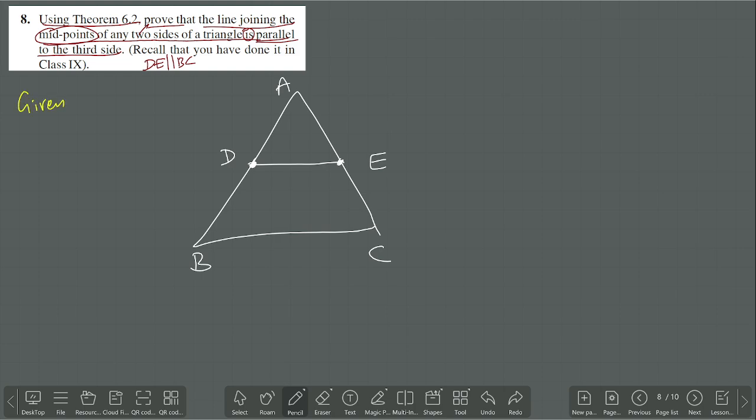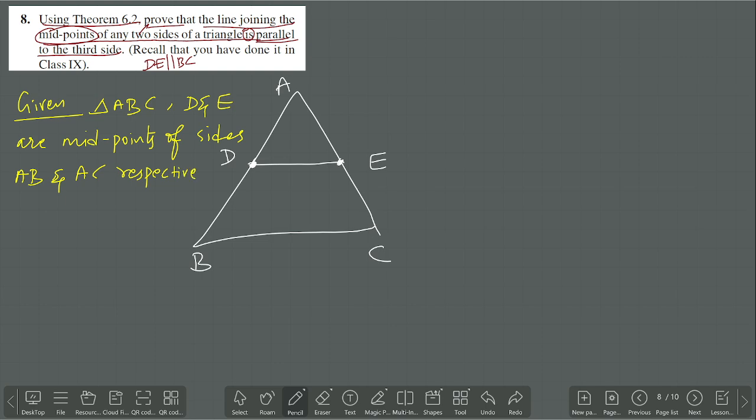So in the given, we have a triangle ABC. D and E are midpoints of sides AB and AC respectively. Okay, respectively we are given. If it is a midpoint, what is the meaning? D is a midpoint, so AD equal to DB equal to half of AB. On the right hand side, AE equal to EC equal to half of AC. Am I right, children? That is the meaning of D and E being midpoints of sides AB and AC.